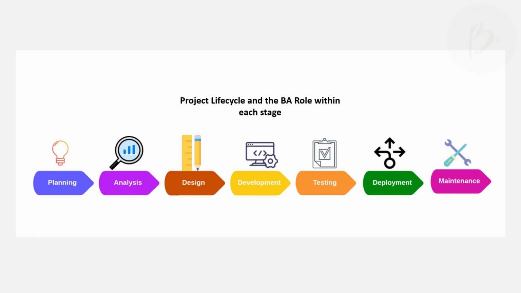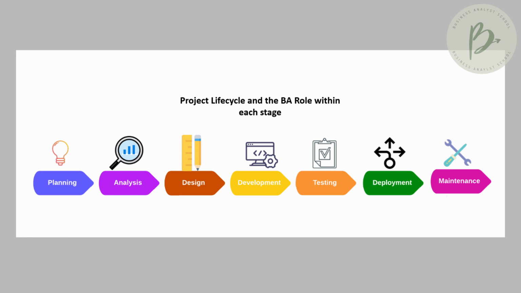Let's get started. So before we start, let's talk about what a project lifecycle is. What exactly do I mean? A project lifecycle is a series of stages that must be passed through in order for a project to be delivered from initiation to closure. From the start of the project, from when we start talking about it to when we finally do the work, the delivery of it. Typically, these stages are planning, analysis, design, development, testing, deployment, and maintenance. So there are 7 stages in the project life cycle.